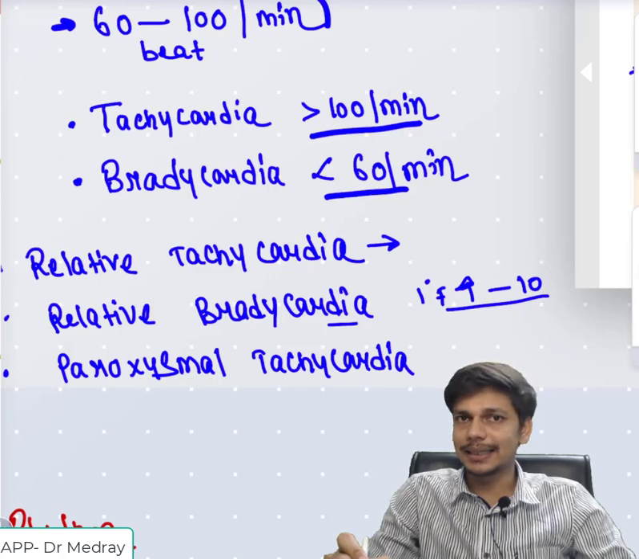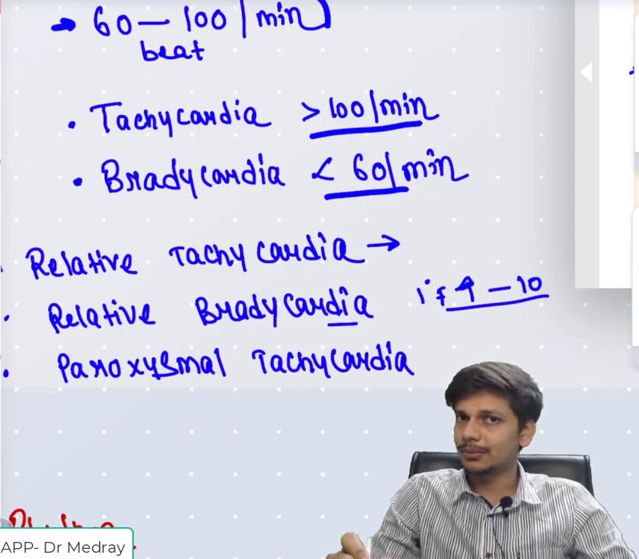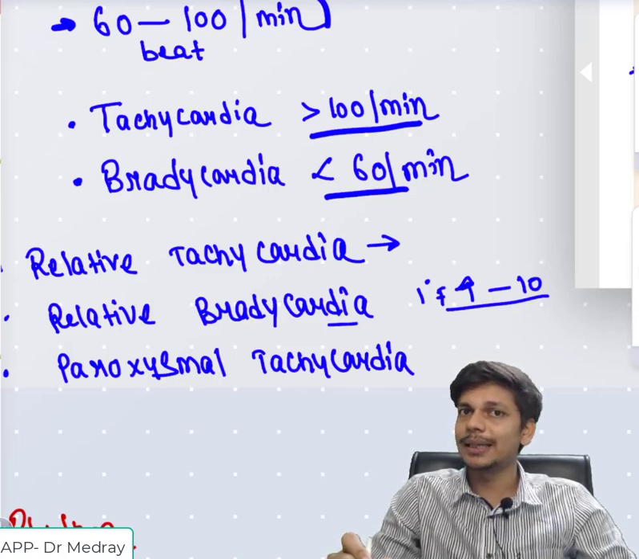Yesterday I had a temperature of 98 degrees Fahrenheit. Today I have 101 degrees Fahrenheit. My pulse rate should increase by 30, since for every 1 degree rise in Fahrenheit it should increase by 10. So I have a rise of 3 degrees Fahrenheit, but my pulse rate is still 90. It should be 100, but it is still 90. So it is relative bradycardia.